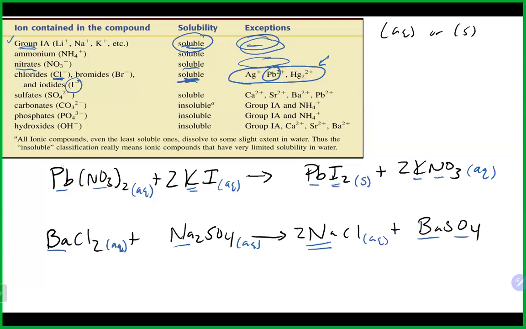Lastly, barium sulfate. And barium here, where is sulfate? There it is. So sulfate's right here, which is typically soluble except for barium. And that means it's going to be the opposite. So this is going to be our white solid that would form, which is barium sulfate in this case.